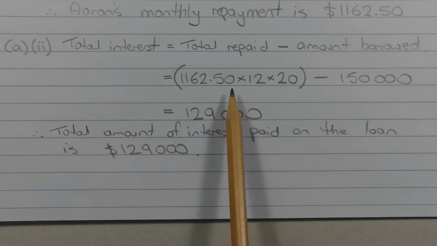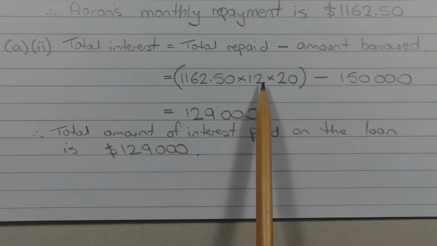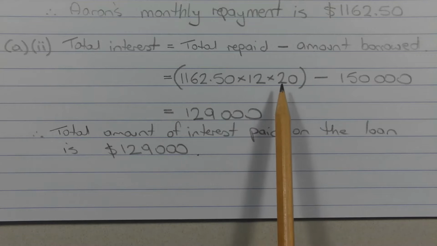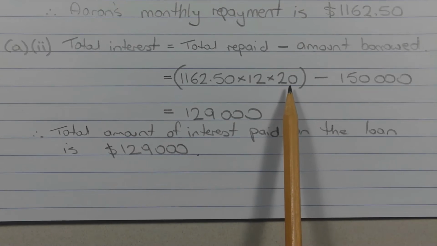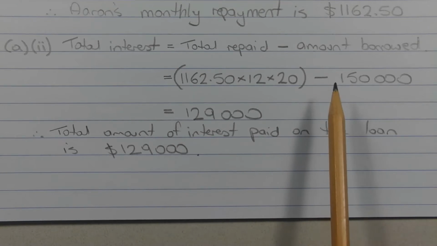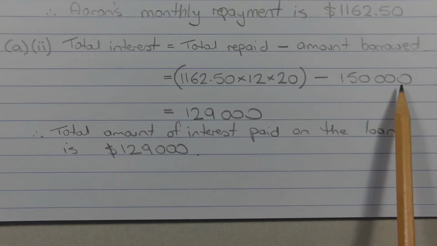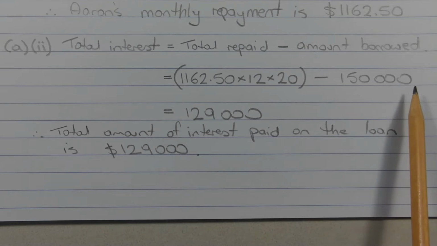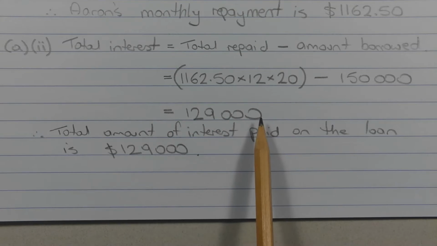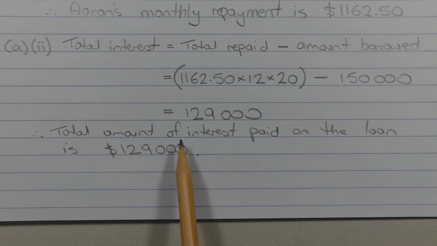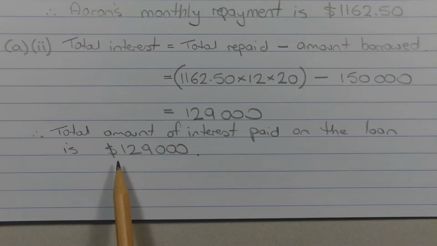$1,162.50. We multiply that by 12 to get the amount paid per year, and the loan is over 20 years, so we multiply this value here by 20, putting that in brackets, and then we minus from that the amount borrowed, which is $150,000. And that evaluates to $129,000. Therefore, the total amount of interest paid on the loan is $129,000.